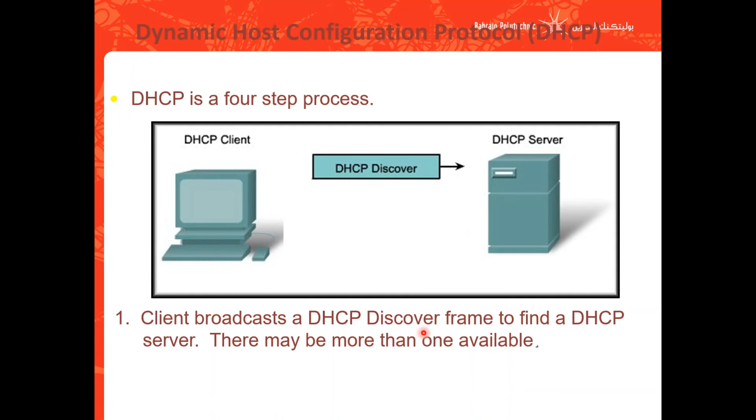So the first step is that the client sends a DHCP discover frame to find a DHCP server. Could be that there are multiple DHCP servers, could be that there are no DHCP servers. So the first thing that needs to happen is that the DHCP server should be discovered, right? So the client tries to discover the DHCP server.